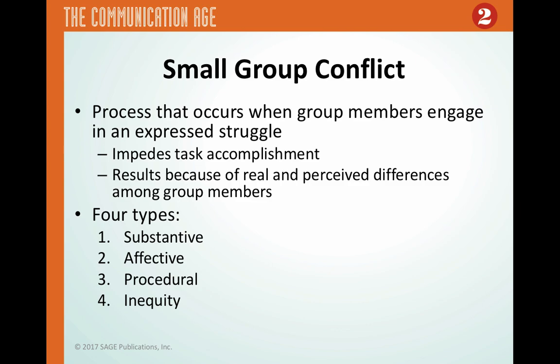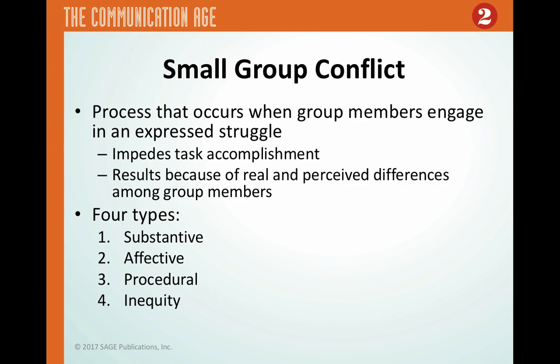You're going to run into conflict anytime you're in a group. This is a process that occurs when group members engage in an expressed struggle. This is where we say, this is an issue. We're having a problem. We all know it's a problem. It's impeding our task accomplishment, and it often results because of real and perceived differences among group members, whether that's differences in opinions, differences in what they think is the right way to fix something, differences in thought processes. These types of conflicts happen all the time in small group communication.